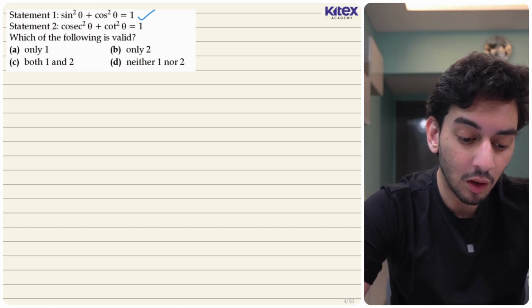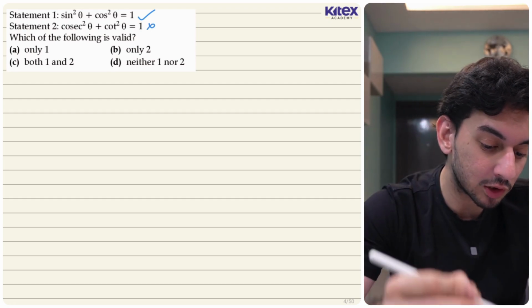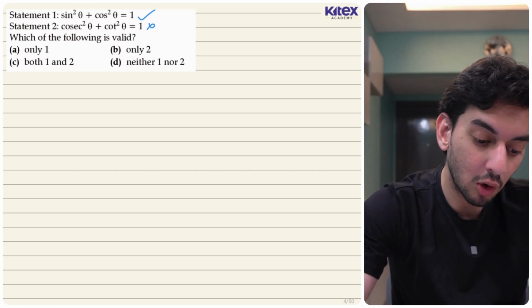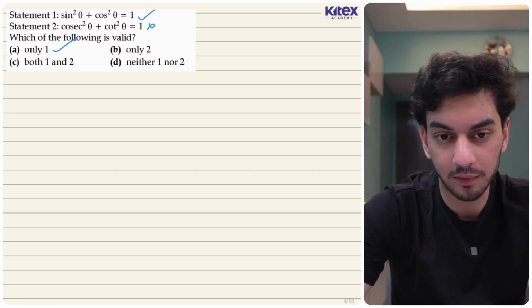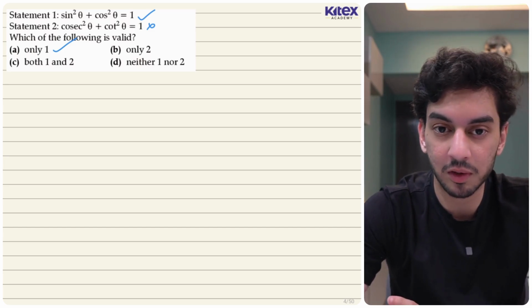Okay, we know that cosec square theta minus cot square theta is 1. So this statement is wrong. So I can just mark only 1 and move ahead. That's a very easy MCQ. You don't need more than 10 seconds to even write the answer.